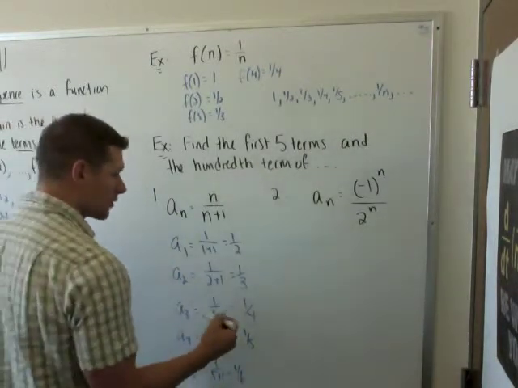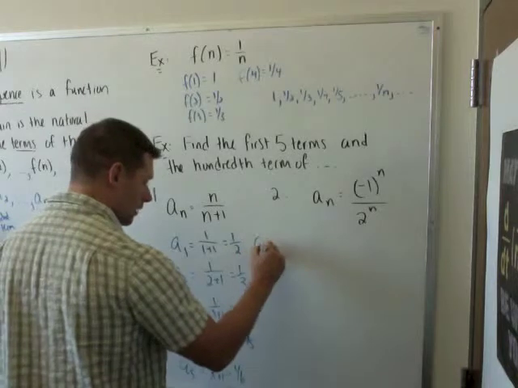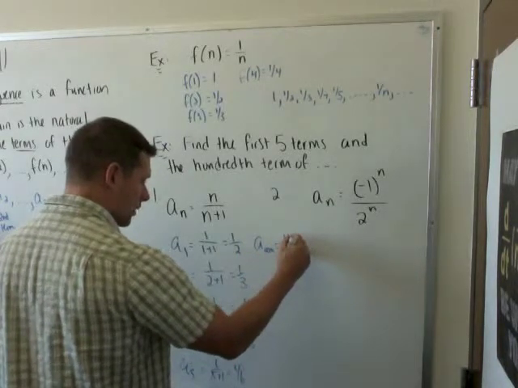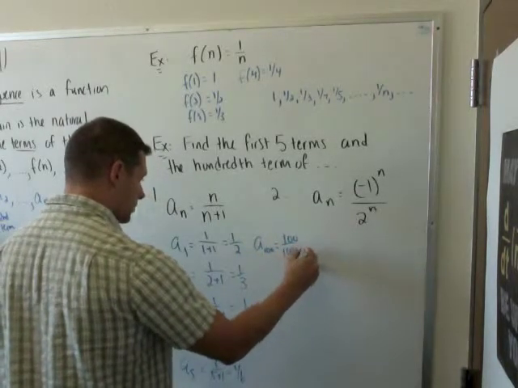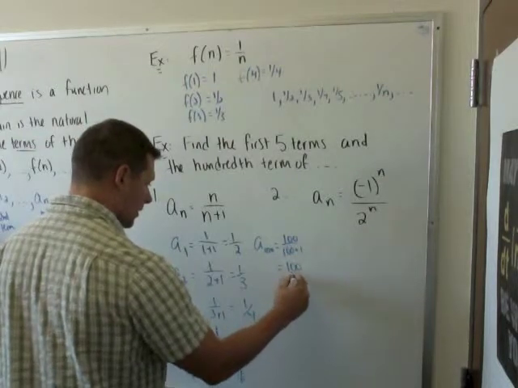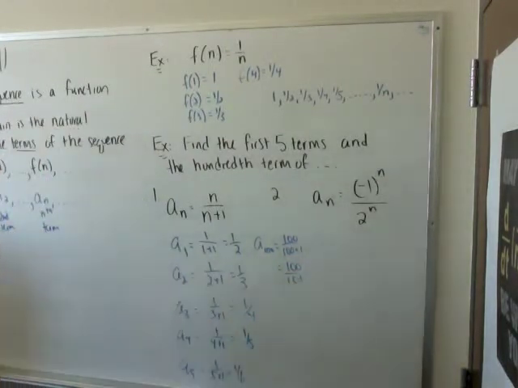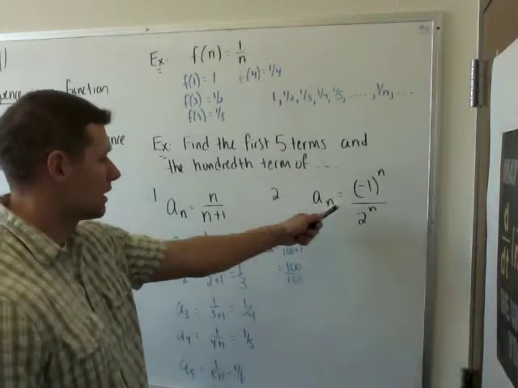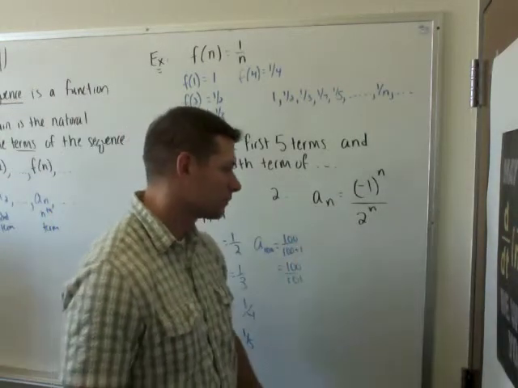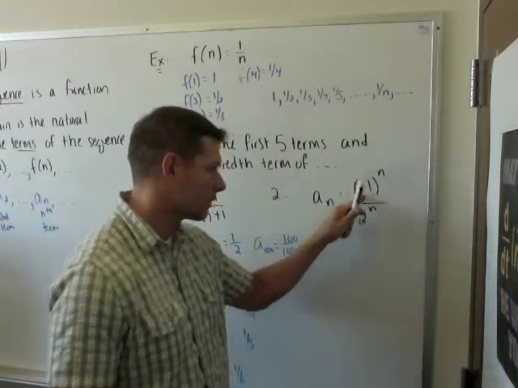Now if I want to find the 100th term, I just simply put a100, which is 100 divided by 100 plus 1, which is 100 divided by 101. Okay? Very good. Now, here I have a little bit different one. It looks real complicated, but you'll see what this turns out to do in just a second.